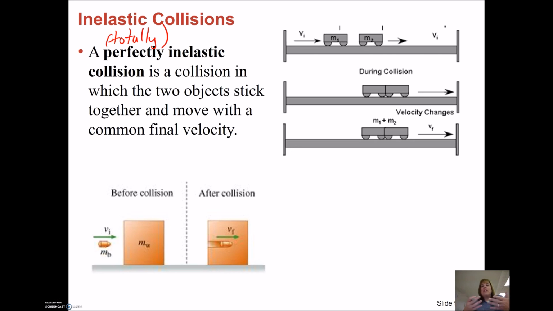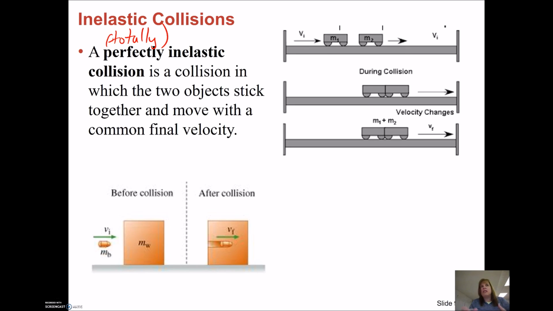That means that if they stuck together, they have to have the same final velocity. An example was Bob and the cart. They moved together afterwards. When we did the little lab activity, when those Velcro sides stuck together, that was a totally or perfectly inelastic collision. You're going to see some problems where we shoot bullets into blocks.